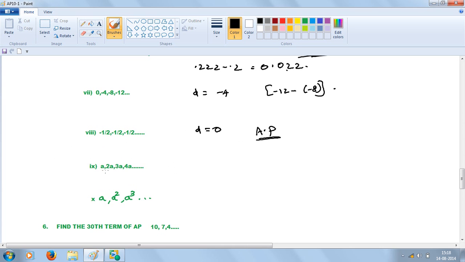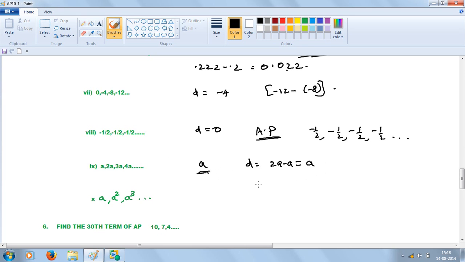Next problem, A, 2A, 3A, 4A. In this case, we will try to write the next four terms that are required. The next four terms are also minus half, minus half, minus half, minus half, and so on. That's all. Next problem. A is the first term. What is D? D is equal to 2A minus A. That is also equal to A. Either 3A minus 2A or 4A minus 3A, all are A. D is A.